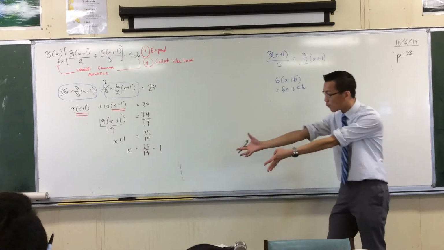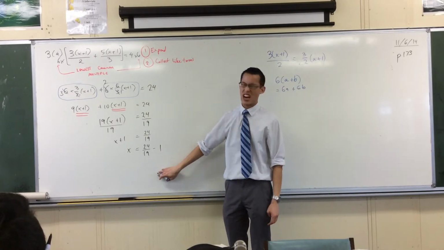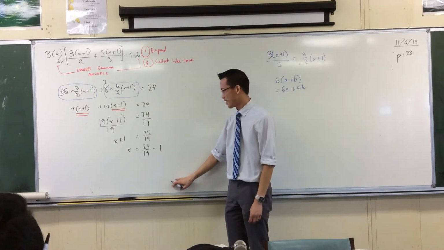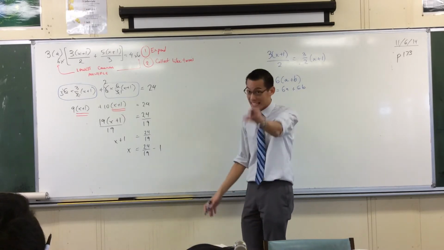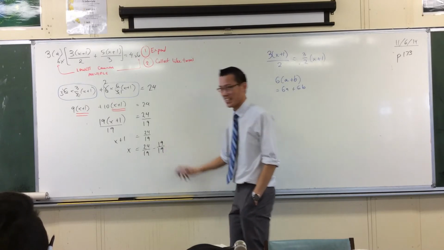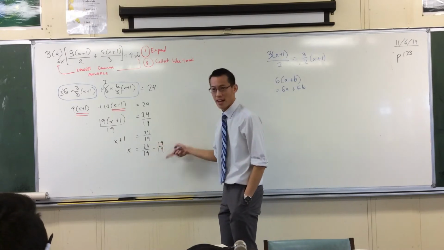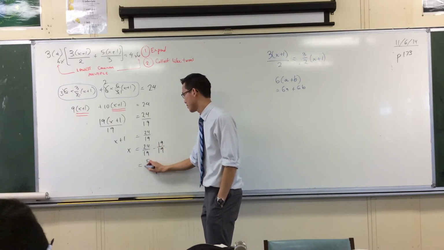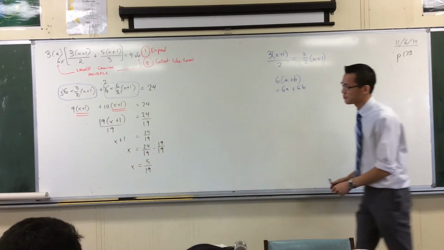Okay, now I've written down 1 there, but we can write it in a more helpful way. I've got to subtract it from 19ths. That's a bit awkward, isn't it? How many 19ths are there in 1? 19. There are 19 19ths, right? So I'm going to write that as 19 19ths. And so 24 minus 19 is 5 over 19. That's confusing. Yeah. No, it's not.